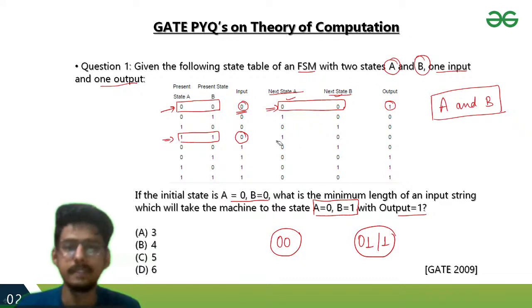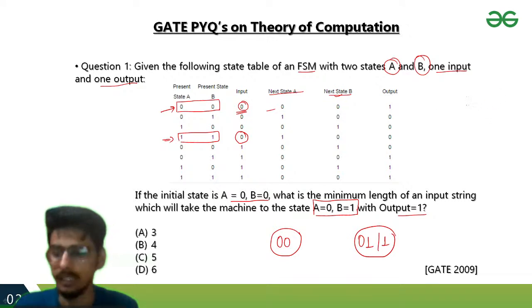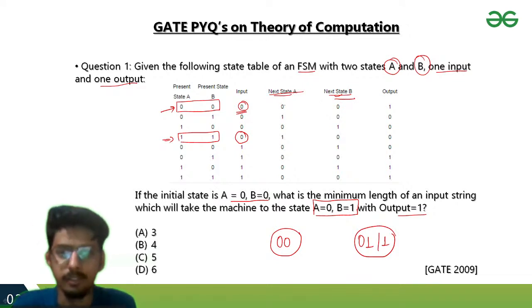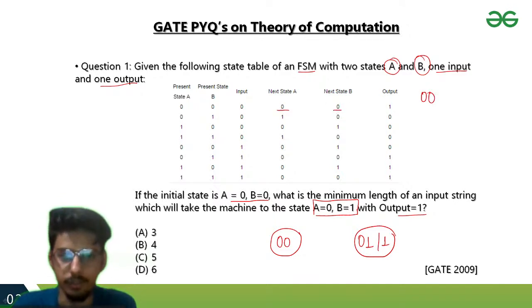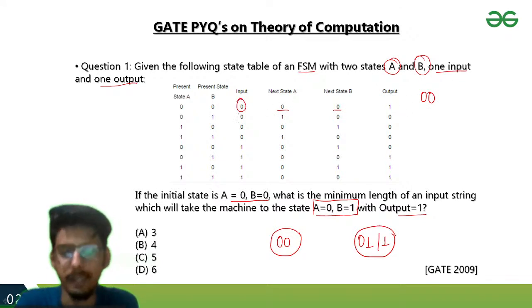So basically I will just check which states I can reach. If you look closely at this next state A and next state B, now over here you have 0 0. Let me just clear this out, everything over here, and I'll explain it again. So you have a state 0 0, and on seeing this input 0, you are on some state.